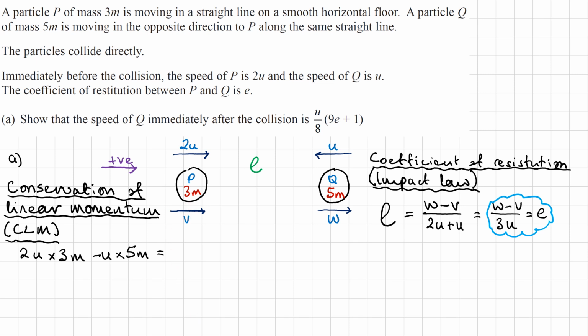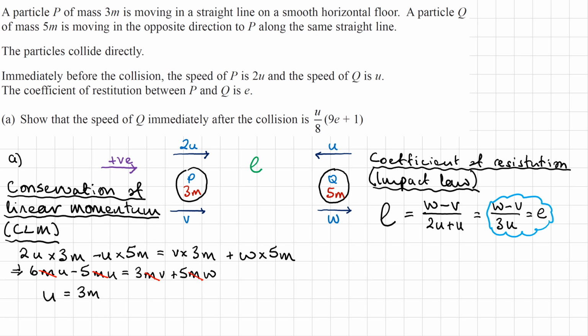Then after the collision, I will have v times 3m and w times 5m. Now we can tidy that up and we'll have 6mu minus 5mu is equal to 3mv plus 5mw. Now all of the m's will cancel out, and also 6u minus 5u will just leave me with u, so I'll have the equation u is equal to 3v plus 5w. So this is going to be my second equation here.